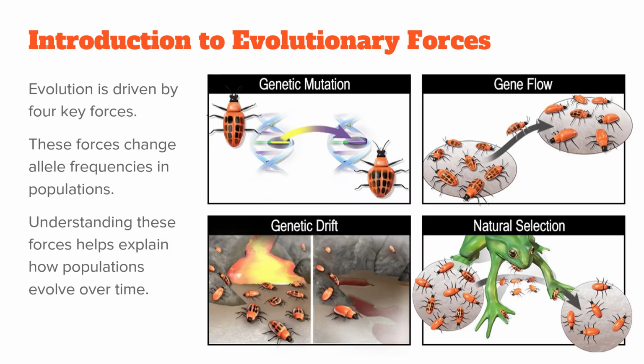Evolution isn't driven by chance alone. Instead, it results from four forces that act on populations: natural selection, mutation, genetic drift, and gene flow. These forces change allele frequencies, which in turn shape the traits we see. Understanding these forces helps explain why populations don't stay the same from one generation to the next. We'll explore each force on the next few slides.